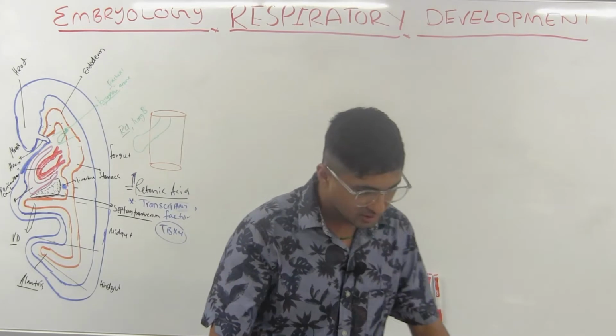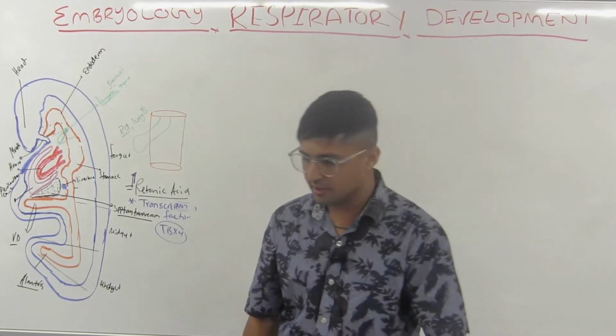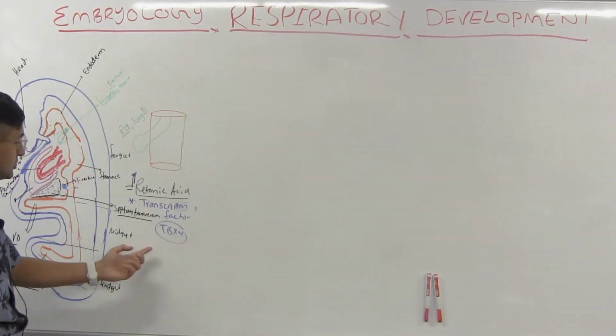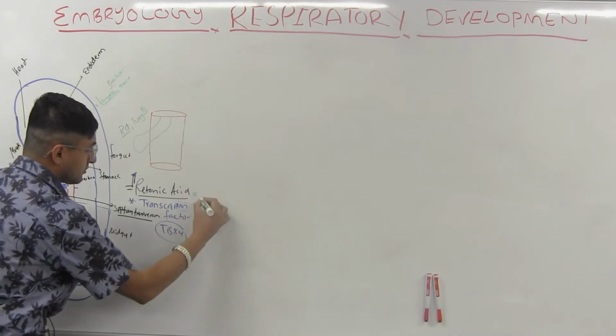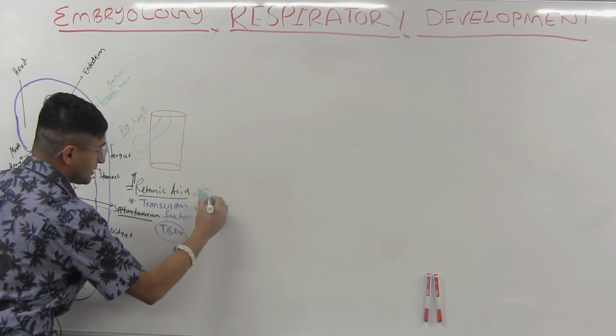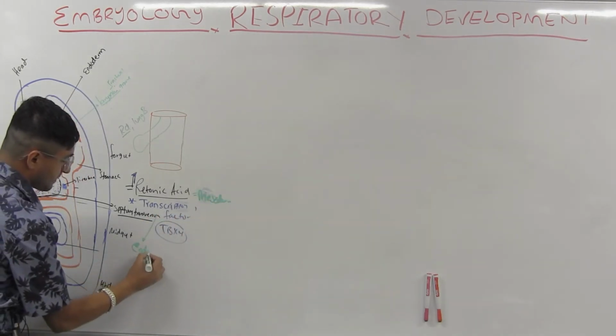Now, this is very important. We also have to know where this retinoic acid is coming from. The retinoic acid is obviously produced by your adjacent mesoderm. You can just simply say mesoderm for our case right now. And this one is obviously secreted by your endoderm.